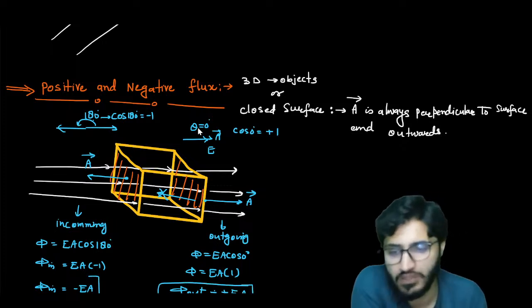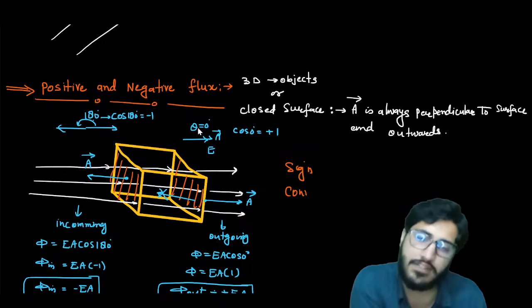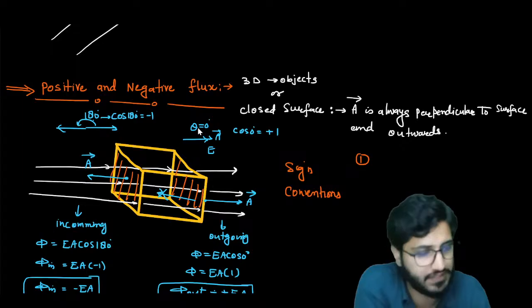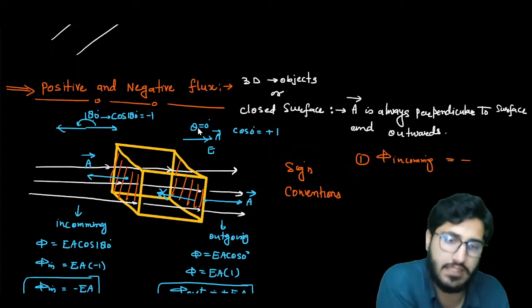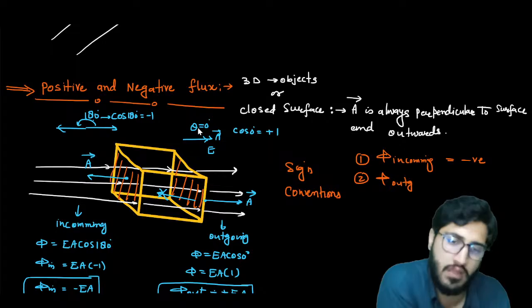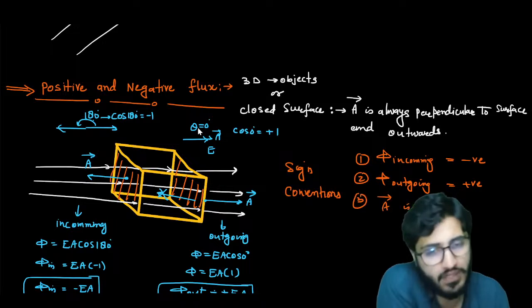Done? So based on this particular scenario, we have developed sign conventions. First sign convention: incoming flux is always negative. Second point: outgoing flux is always positive. Third point: area is perpendicular and outwards.